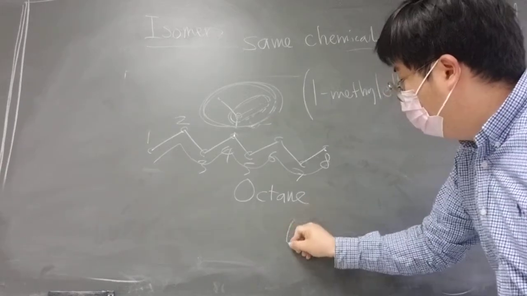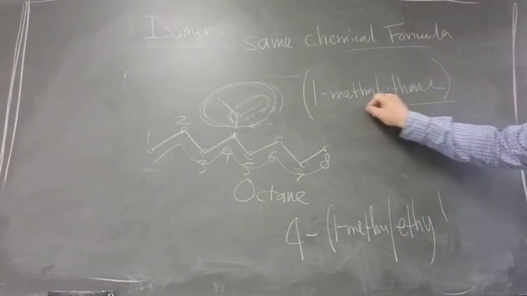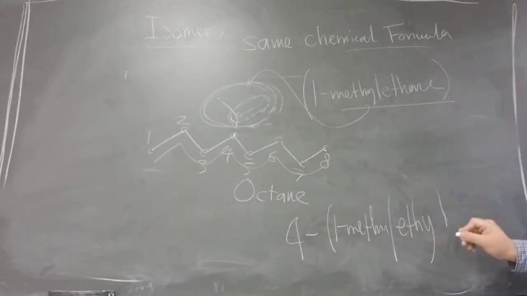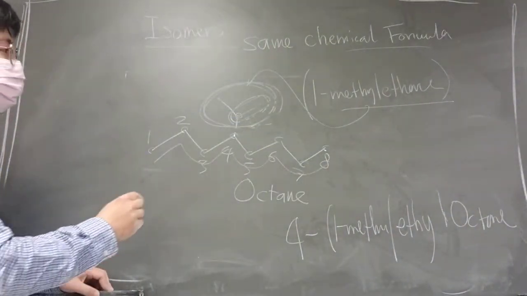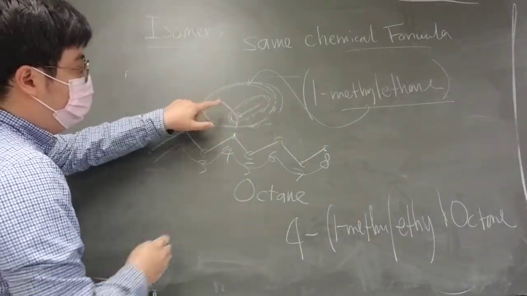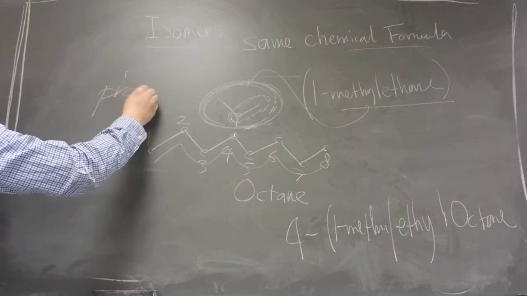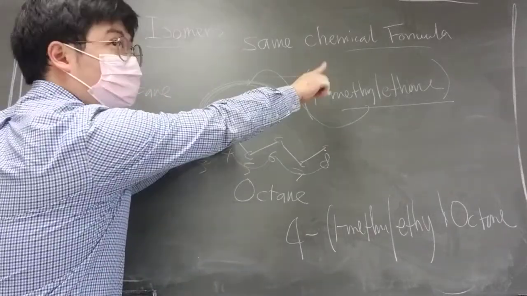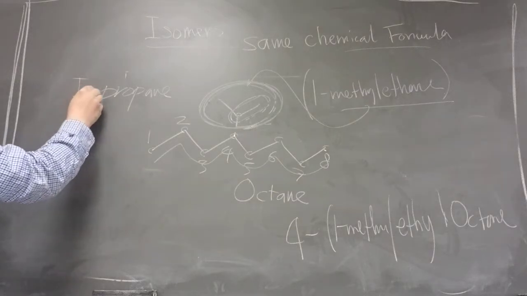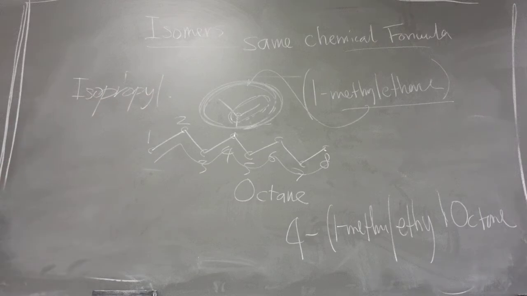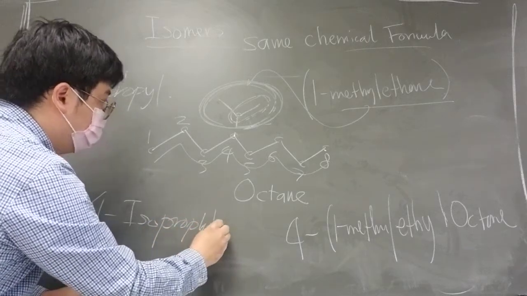So we can put 4-(1-methylethyl)octane. Because now we put this as an alkyl group as a substituent group here, ethyl, and we just put octane. That's good, right? But also what we can do is count this whole compound. There are 3 carbons, so it's technically propane, but obviously it's not just a propane group because there's one sticking out from the 2. So once again we call it isopropyl. This is the same as 4-isopropyloctane.